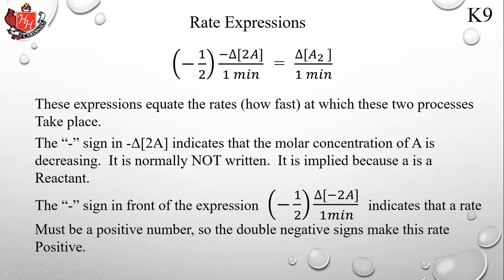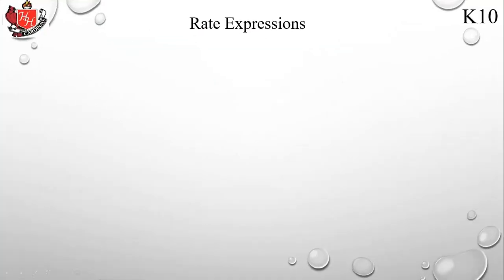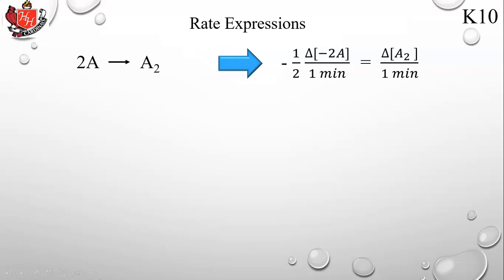The minus sign in front of the expression -1/2 indicates that a rate number must be positive. So the double negative signs, again, the one inside the brackets there is not normally written, but it's implied. So the double negative sign makes this rate positive. Rates always have to be positive. So there's the reaction, and there's the rate expression for that reaction.